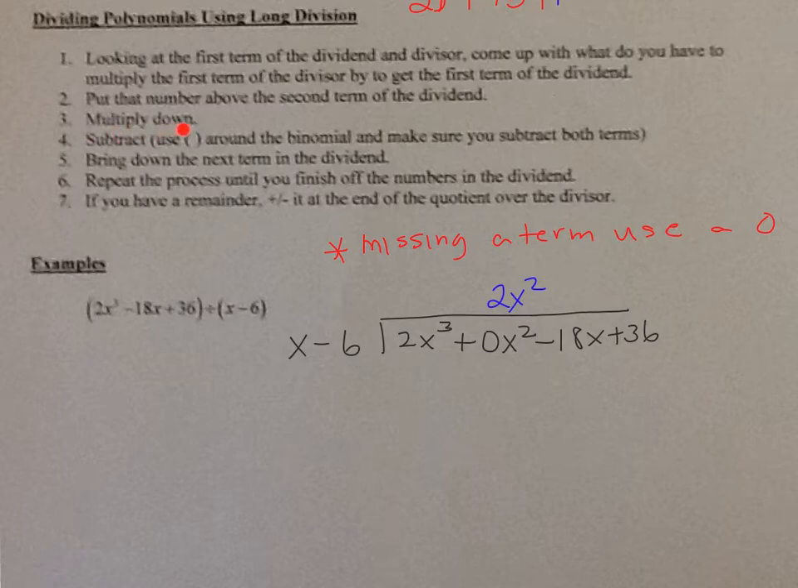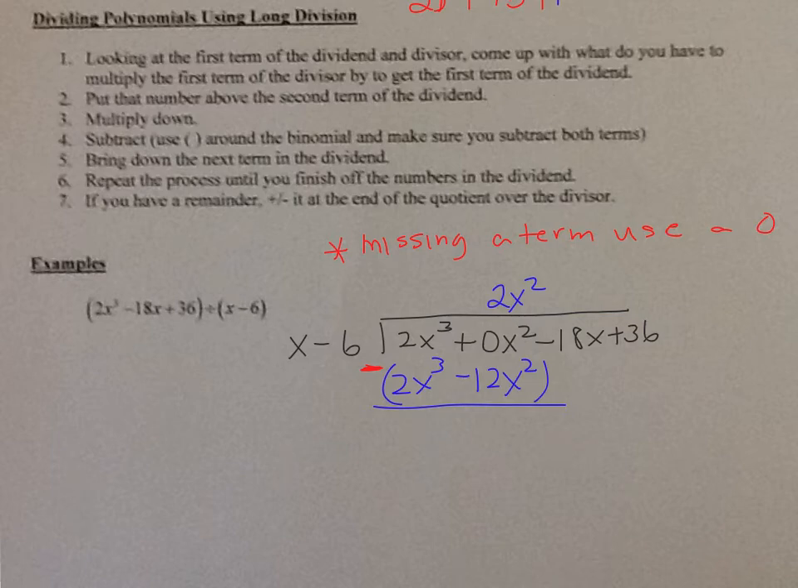The next thing is you're going to multiply down. So I'm going to take 2x squared multiplied by negative 6, and 2x squared times x. So 2x squared times negative 6 is negative 12x squared. And then I'm going to multiply 2x squared times x, and I get 2x to the third. Now, the next thing, I'm going to subtract. Use parentheses around the binomial and make sure you subtract both terms. So I'm going to put parentheses around my binomial. I'm going to subtract. So just be careful when you're subtracting.